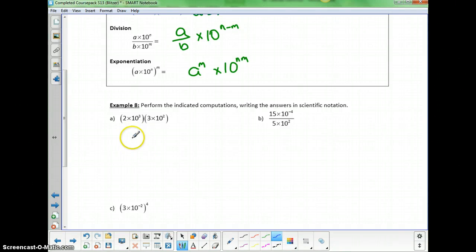2 times 10 to the third times 3 times 10 squared. I know that 2 times 3 is 6, times 10 to the 3 and 2 is 5, adding those exponents up.